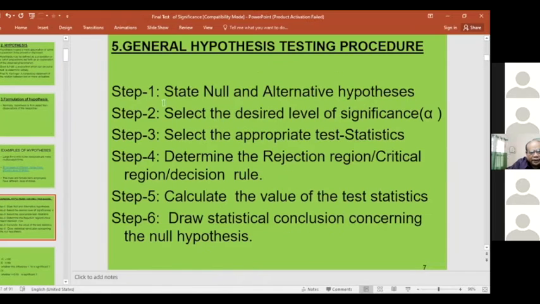As I have said earlier, the general hypothesis testing procedure: first, state the null and alternative hypothesis. Then select the desired level of significance alpha, the level at which you are willing to reject a true hypothesis. 5% means out of 100, 5 times I will be rejecting a true hypothesis. Then select the appropriate test statistic, looking at the condition, the type of data, and the scale on which data are being collected, to decide which test statistic should be applied.